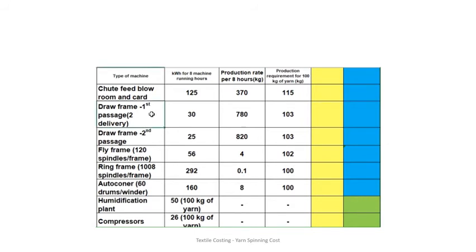One thing you have to note, the first passage has 2 deliveries, and for the second passage, if nothing is given, then we have to take it as 1 delivery. Here the first draw frame passage has 2 deliveries, and the second passage, when nothing is given, you have to take it as 1 delivery. For the other things, it is the same. Now let us go into the calculations.